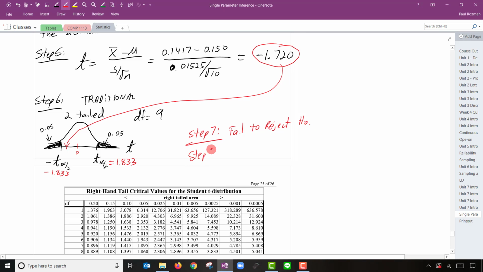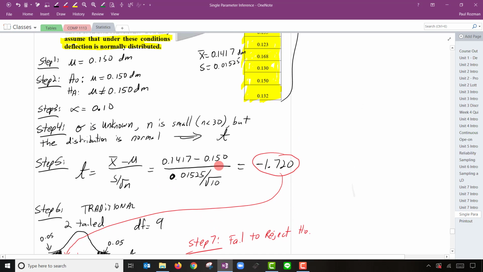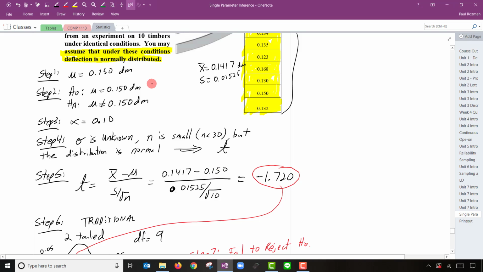And then step 8, we write our conclusion. Go back and look at how we set this up. Remember, the claim was the null hypothesis, and we didn't reject it. So we're not rejecting the claim. But remember, in the fail to reject case, it will be sort of wishy-washy. We're not going to say they're right, we're just going to say, we can't say they're wrong.